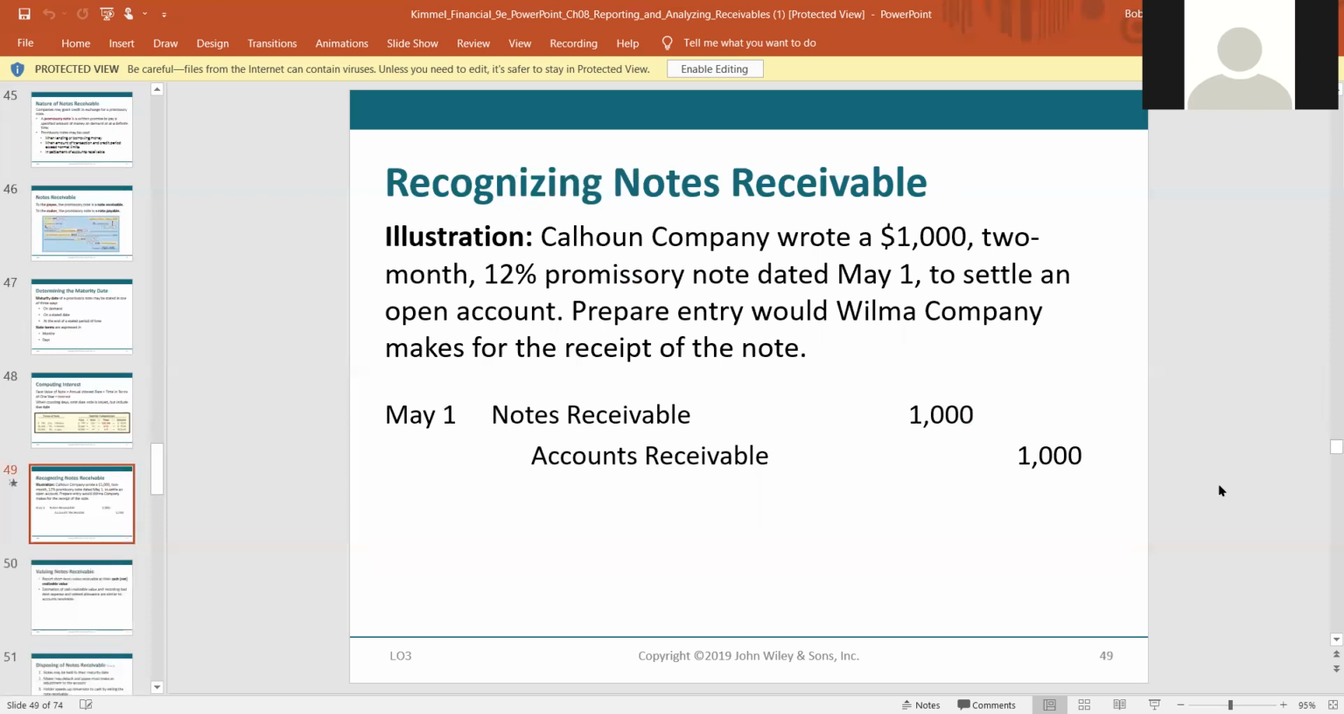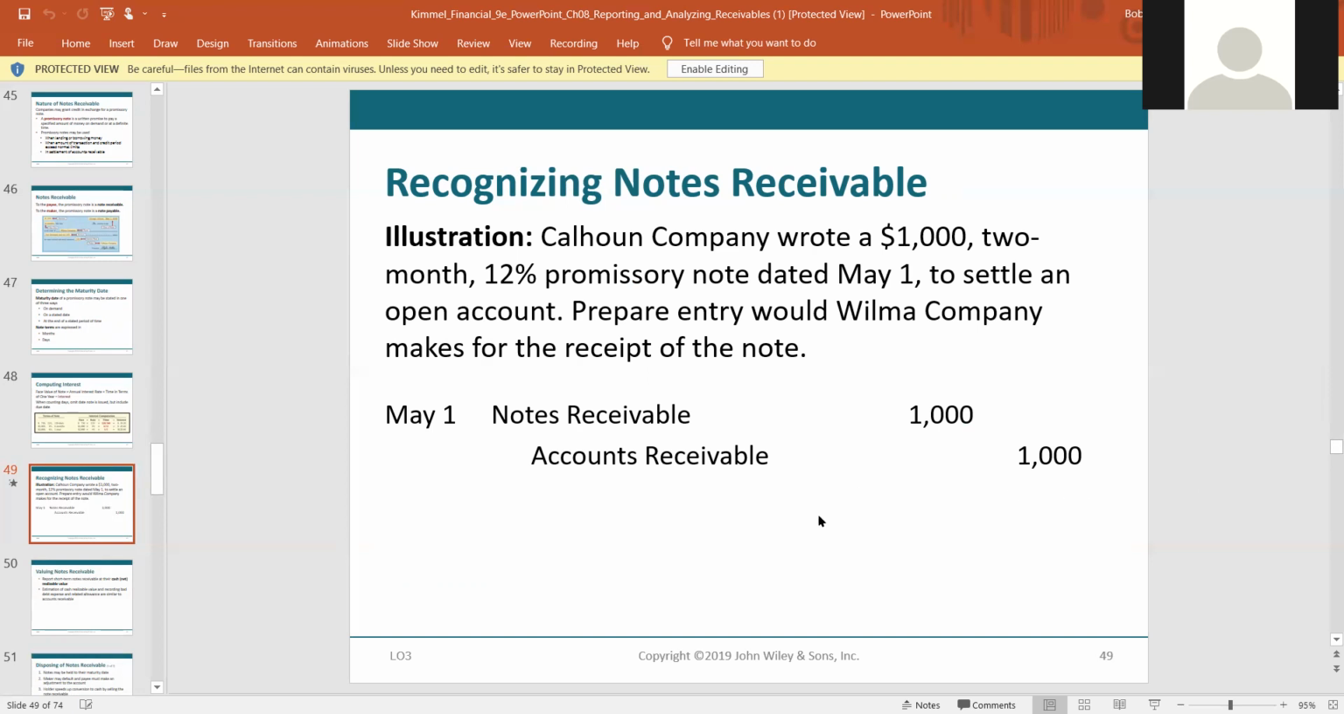Recognizing notes receivable. We wrote a note, and Wilma loaned money. The entry that Wilma makes for the receipt of the note: you debit notes receivable. Notice I said notes receivable, and credit accounts receivable, okay?